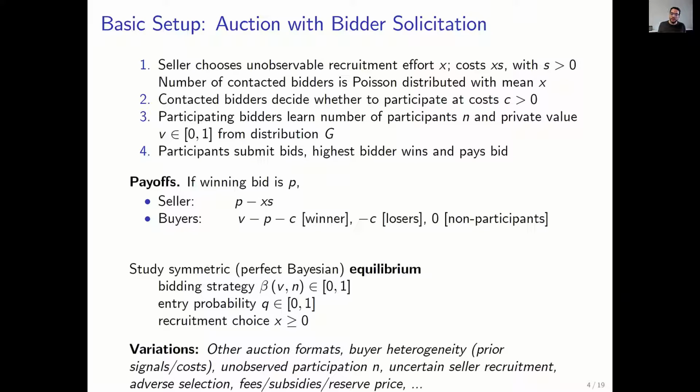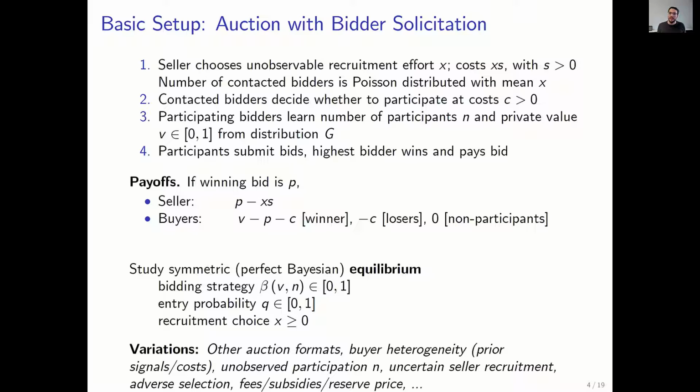We can think about a variation in which the number of other bidders is not observable. So the little n here, this was the question, right? It may be unobservable to the bidders in many scenarios. So we could compare what happens with observable numbers of participants and unobservable participants, and we'll see there are new considerations for the seller.